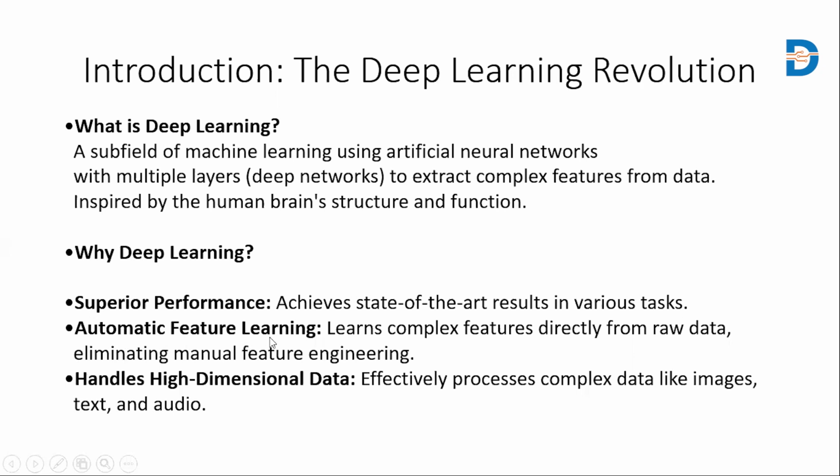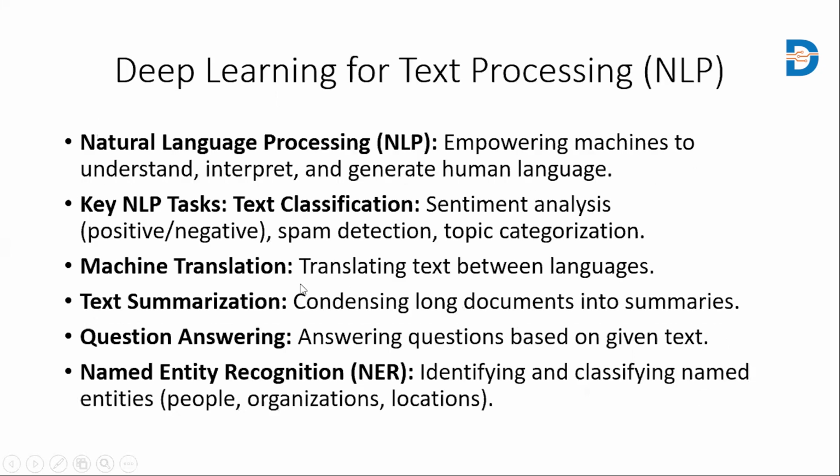Then automatic feature learning. It learns complex features directly from the raw data, eliminating manual feature engineering. In traditional machine learning, we have to select the features or extract the features, and there are different ways we can do that. But in deep learning, these models can automatically learn from the raw data, and it gives importance to the important features. Then it handles high dimensional data. It effectively processes complex data like images, text, and audio.